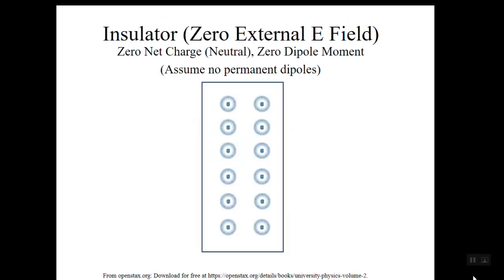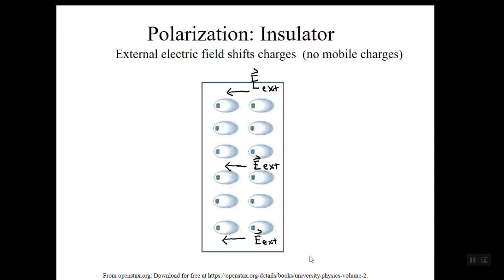In other words, imagine we start out with an insulator which is composed of many atoms. For simplicity's sake, let's assume the sample is neutral and that there are no permanent dipoles in the sample, something like this. When no external electric field is acting on the sample, there is no polarization. However, if we apply an external field, let's assume the external field is uniform in space, the charges that make up the atoms do not move large distances, but they shift slightly.